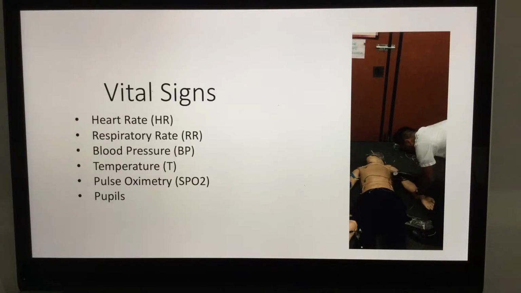Feel the pulse rate for a minute. If it's very irregular, we're going to use the whole minute to determine the pulse rate. If it's extremely regular, then we may use 10 seconds, 15 seconds, or 6 seconds, and then multiply it appropriately for a minute.